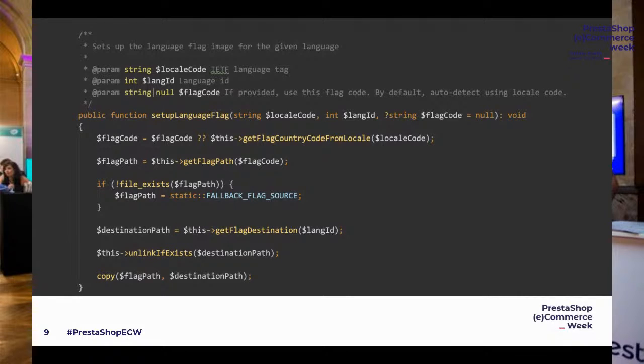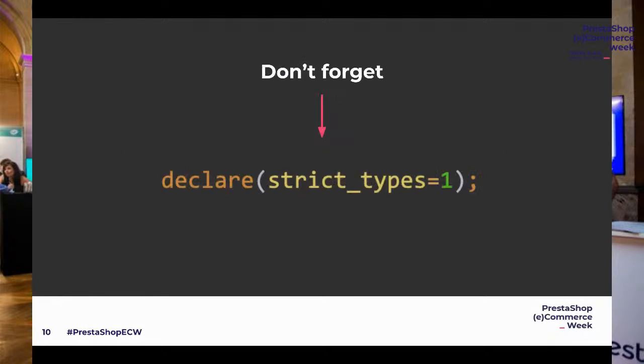I just took a random function that was updated recently so that you can see that you can have signed parameters with scalar types like string, the nullable types, like in this case string or null, the return types, the new null coalesce operator like this one, which is quite nice, and the most important, strict types.